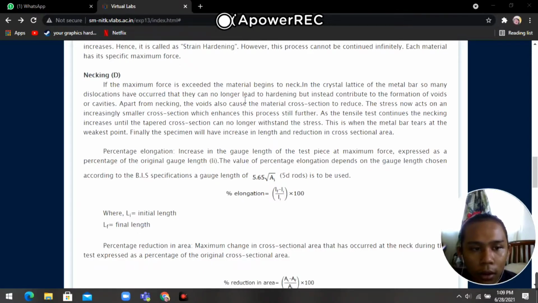of voids or cavities. Apart from necking, the voids also cause the material cross-section to reduce. The stress now acts on an increasingly smaller cross-section, which enhances the process still further. As the tensile test continues, the necking increases until the cross-section can no longer withstand the stress. This is when the metal bar tears at the weakest point. Finally, the specimen will have increased in length and reduced in cross-section area.